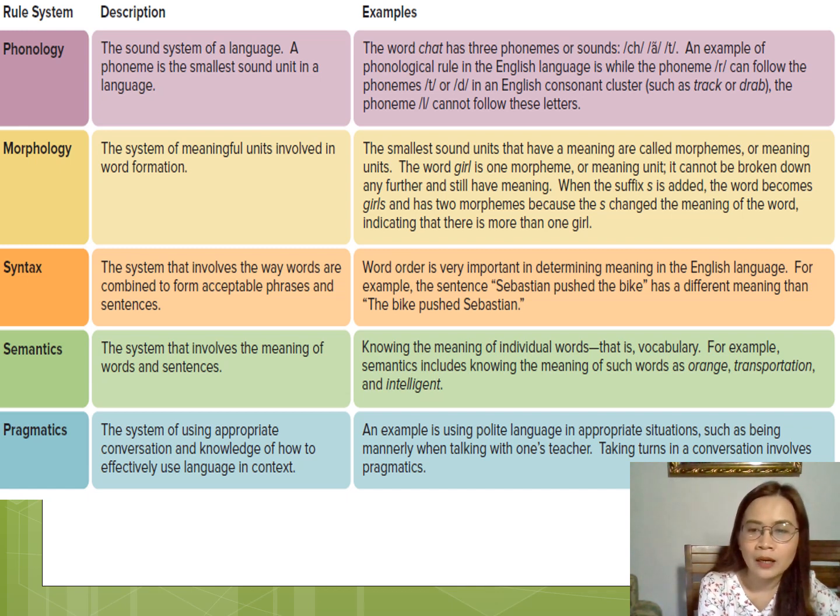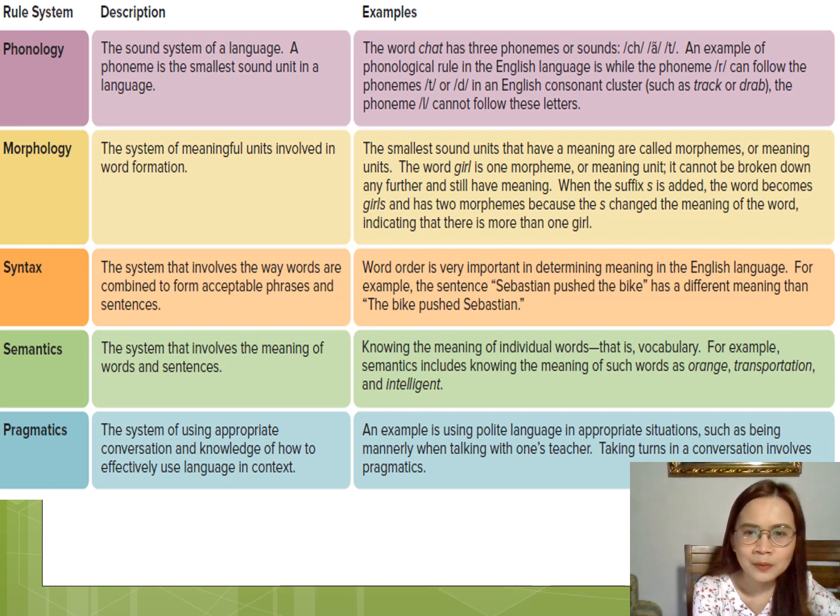Ayan. So, yung pagkaka-arrange, no? Pagkaka-construct ng sentence, naintindihan ba? May syntax ba ito? Ayan. So, word order is very important in determining meaning in the English language. For example, the sentence, Sebastian pushed the bike, has a different meaning than the bike pushed Sebastian. Di ba? So, magkaiba na kaagad ang meaning.